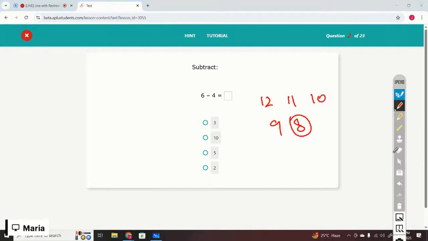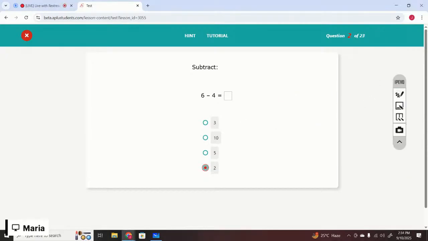Six take away 4 is 2. Option number 4 is the correct option. 6 take away 4 is 2. 4 take away 4 is 0. Option number 1 is the correct option.